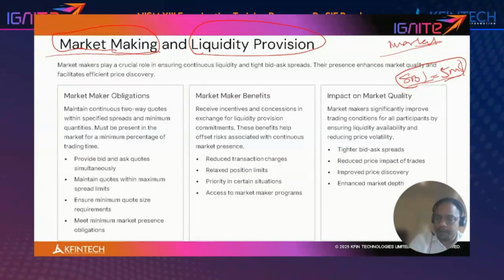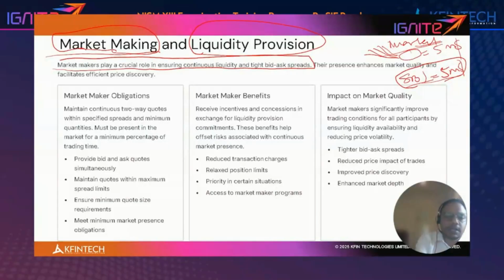But suppose a small institute wants to sell $5 million of government bonds, he might have to wait for the market to be favorable to slowly exit his position, right? So that's why market makers play a crucial role in ensuring continuous liquidity and tight bid-ask spreads.